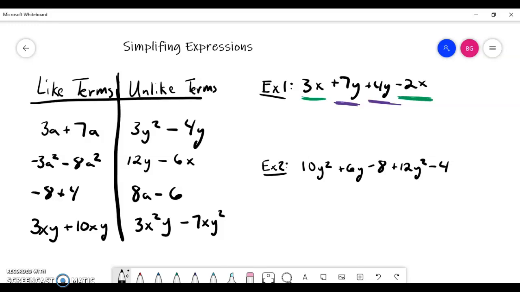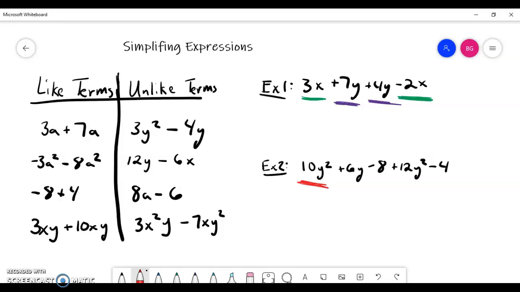Okay, so now here, figuring out these like terms, I always like to start from left to right. So I'm going to start with the y squared. I see I have a term with a y squared, and I'm going to underline it with the red. So I'm going to go through here. I'm going to look at every term to see which ones just have a y squared. So a positive 6y, that does not have a y squared. That just has a single y, so that's not going to go with it.